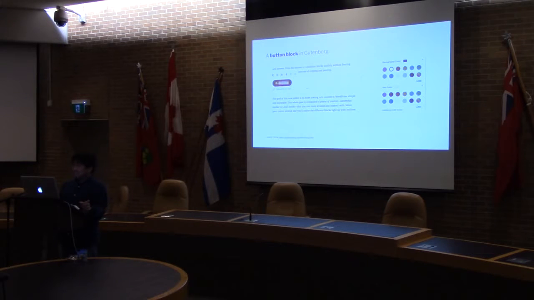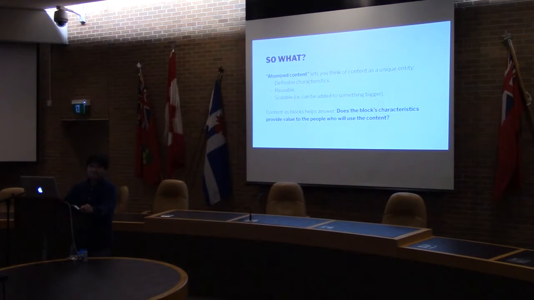Your settings cease to be specifications on some big fat document alone, but become real content decisions that your users will have to live with. So what does this mean for us then? Atomic content lets you think of content as a unique and definable entity, and you're approaching that content block on its individual merits. And more importantly, they're really reusable and scalable. The characteristics that we set on each content block do have implications on the people who will have to interact with them. So that's really the first step in the argument, the atomization of content.